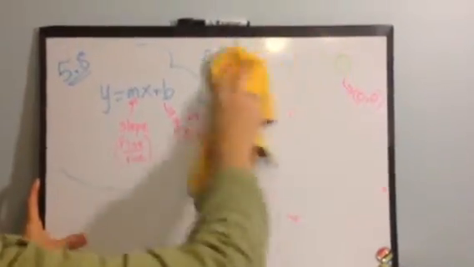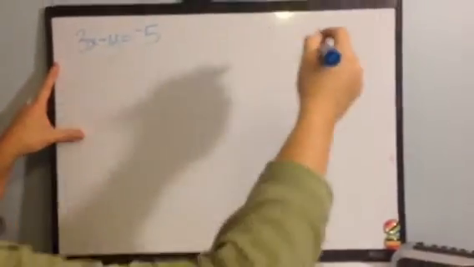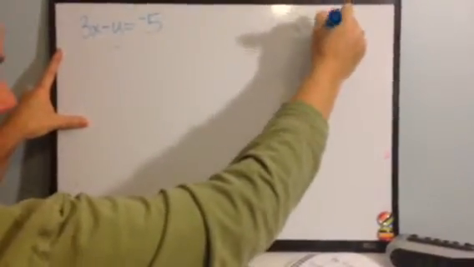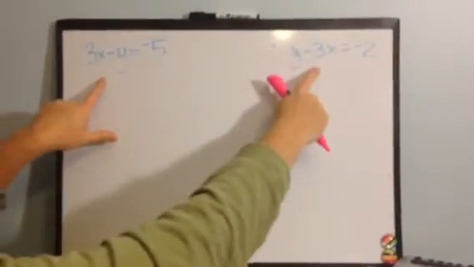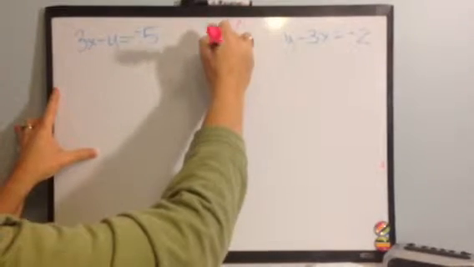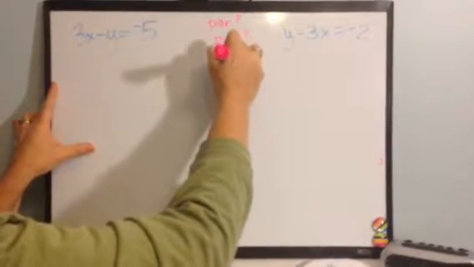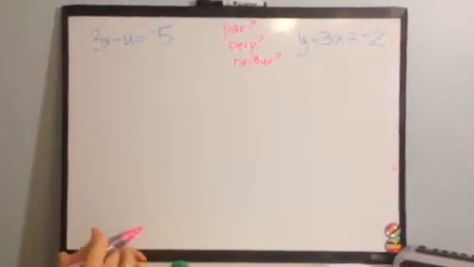Last thing, one more idea I want to show you. It has nothing to do with graphing. It has more to do with reading the linear equations. You're going to be asked to look at 3x minus y equaling a negative 5 and y minus 3x equaling a negative 2. You're going to be given two linear equations and asked, are they parallel, are they perpendicular, or are they neither? So what they're asking is their slopes. What do the slopes look like?